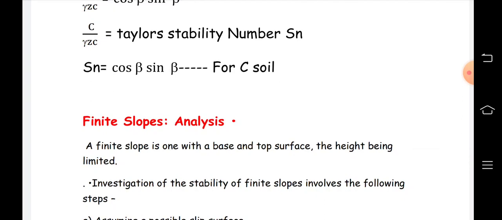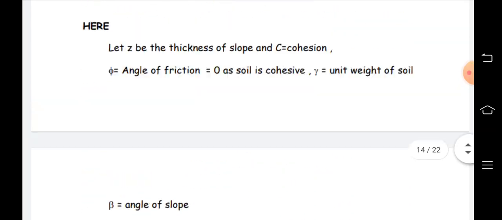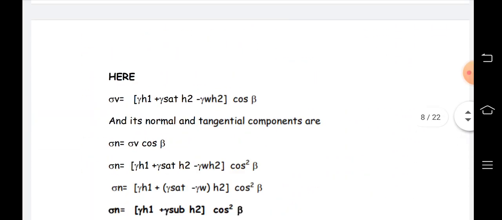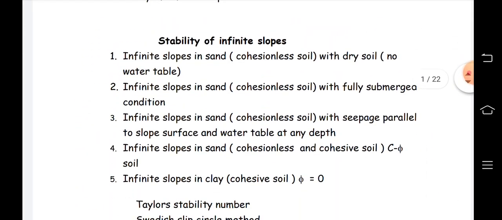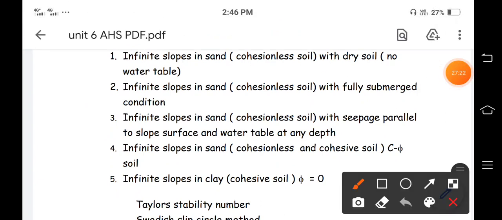So our analysis of stability of an infinite slope is over. Here we are discussing the 5 cases and calculating the factor of safety. What are the 5 cases? The first case is an infinite slope in cohesionless soil in dry soil, that is, no water table. The formula for the factor of safety in the first case will be tan phi upon tan beta.